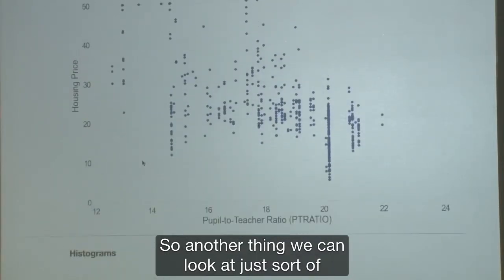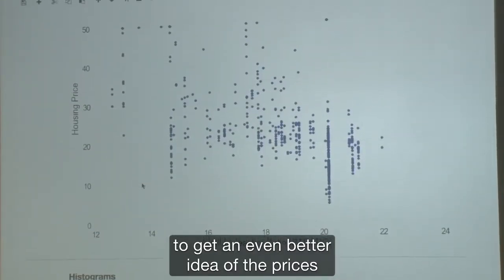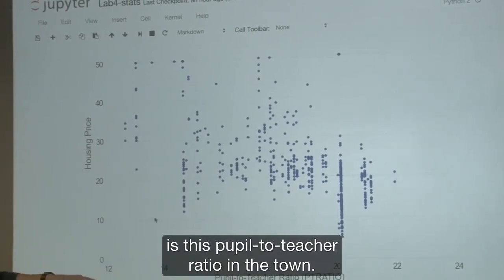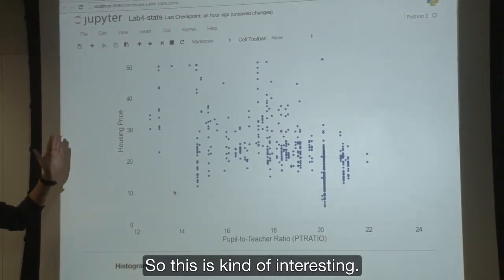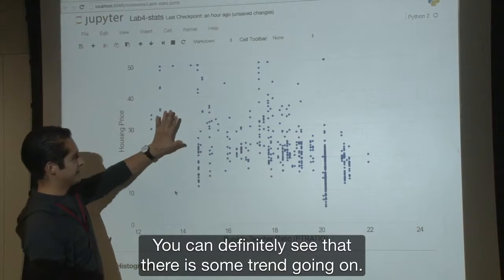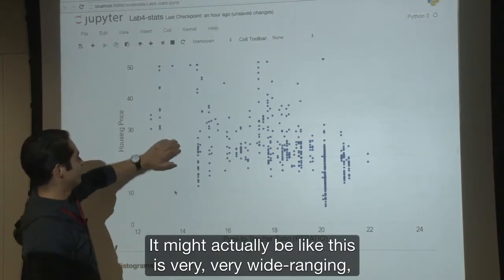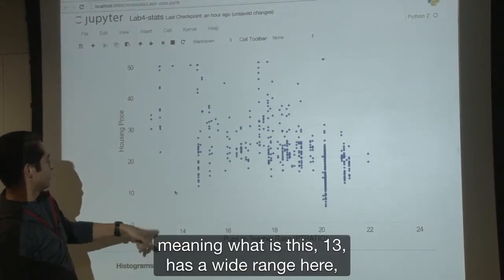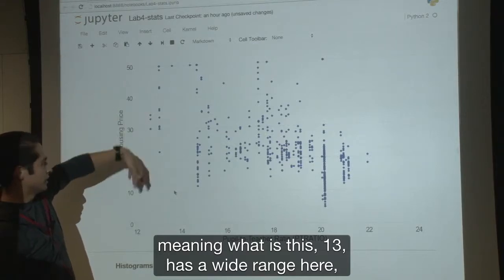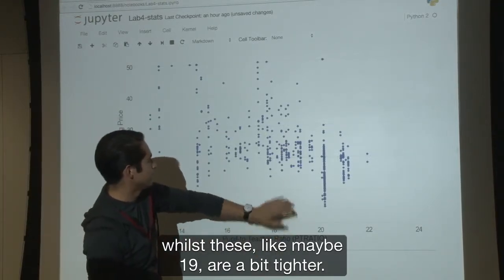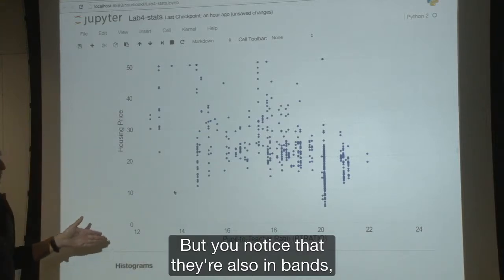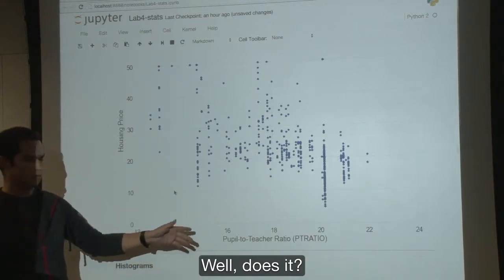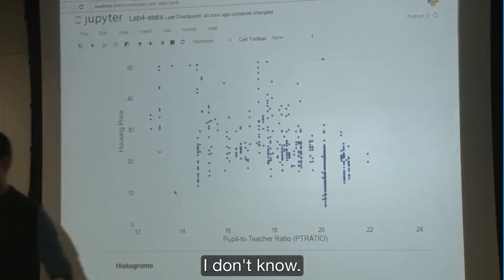Another thing we can look at, just to get an even better idea of the prices, is this pupil to teacher ratio in the town. So this is kind of interesting. You can definitely see that there is some trend going on. This is very wide ranging, meaning what is this, 13, has a wide range here, whilst these, like maybe 19, are a bit tighter. But you notice that they're also in bands, which makes a lot of sense. Well, does it? I don't know.